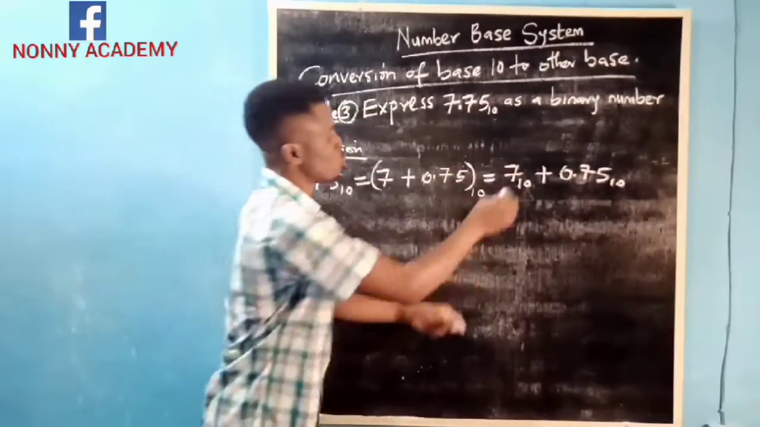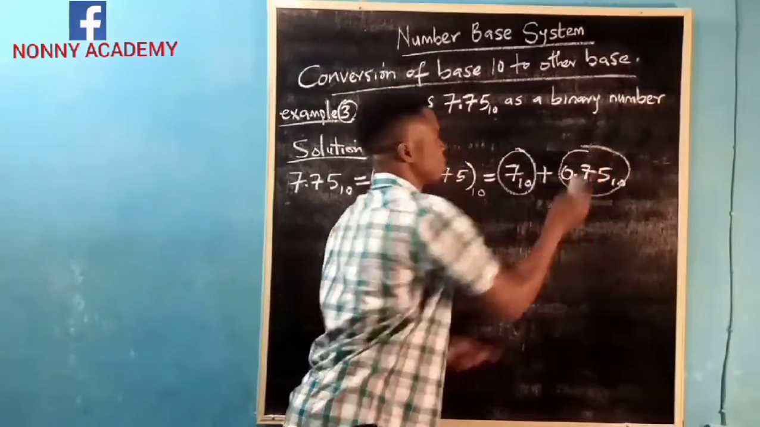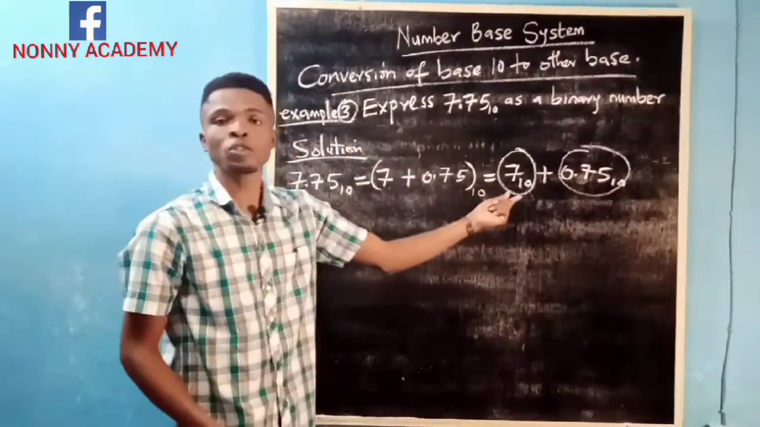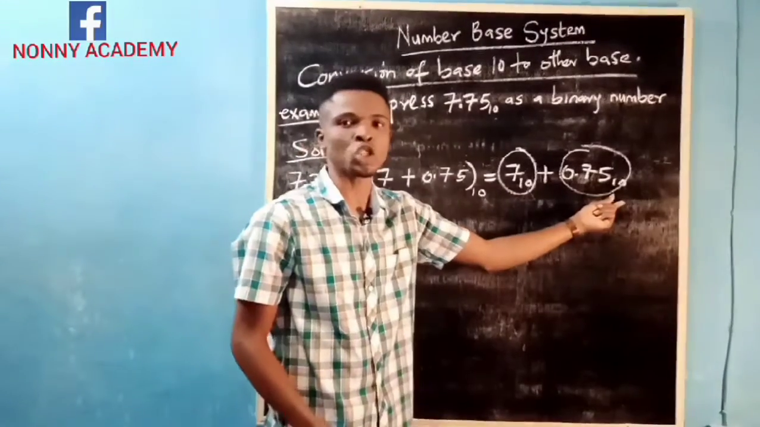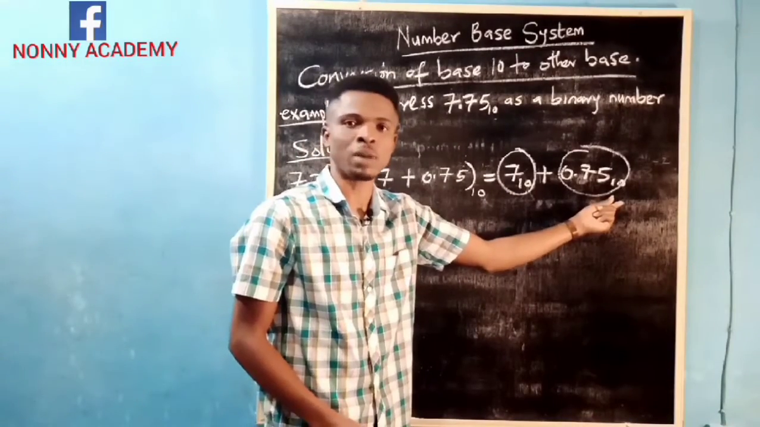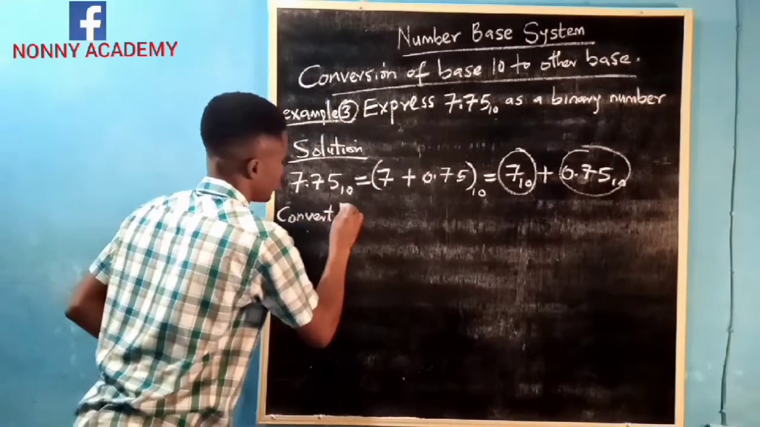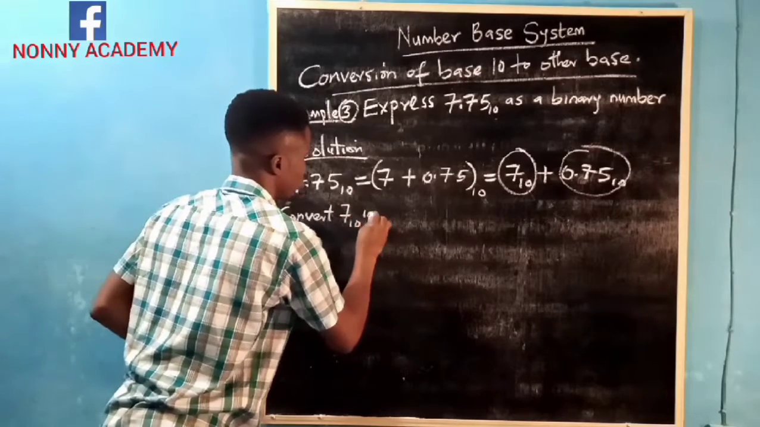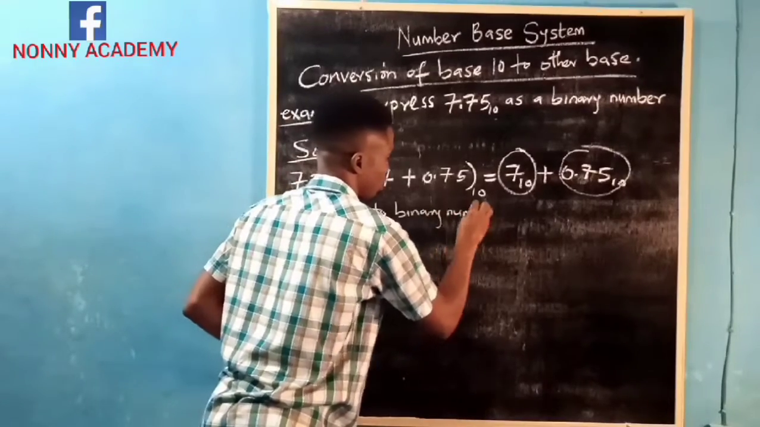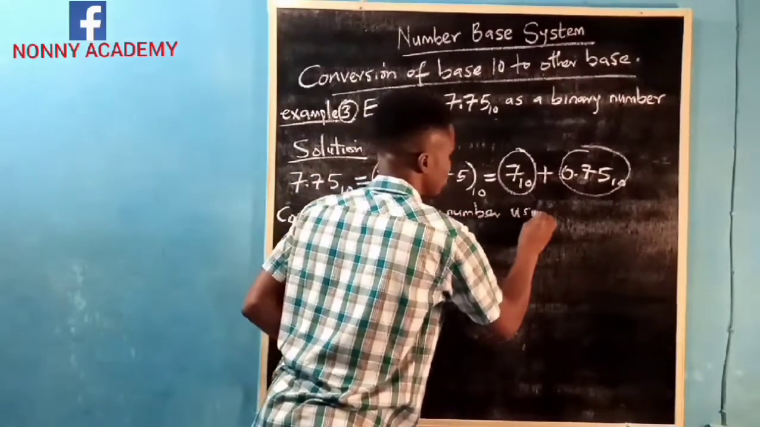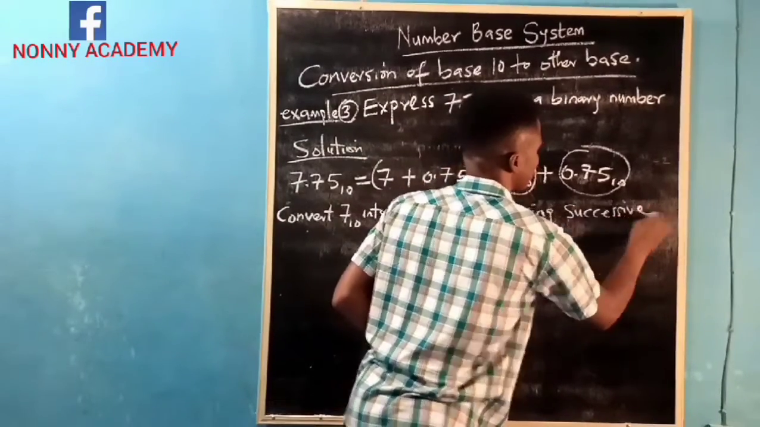So now I will have to treat this separately and also treat this separately. I will use the long division method to solve the whole number part, and I will use a multiplication method to solve the decimal part. And I have to convert 7 base 10 into binary number using the successive division method.